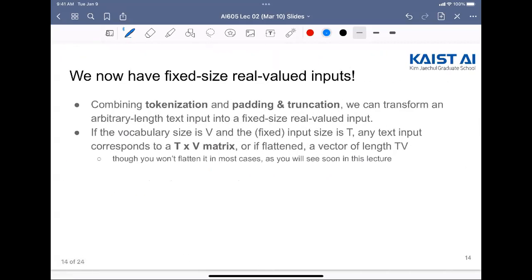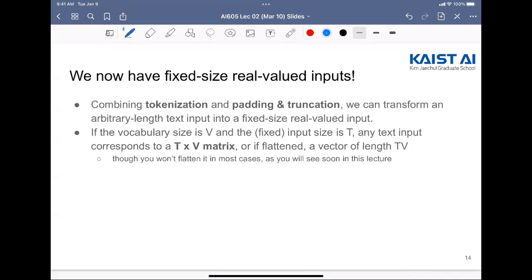So yeah, it was great. It's great because now we finally have fixed size, real valued inputs from the text, because those were the two issues we had with the text input, right? It's now real valued. And number two, it's not fixed size, but then we can tokenize them to make them real valued. And then we can also do padding and truncation to make them fixed size.